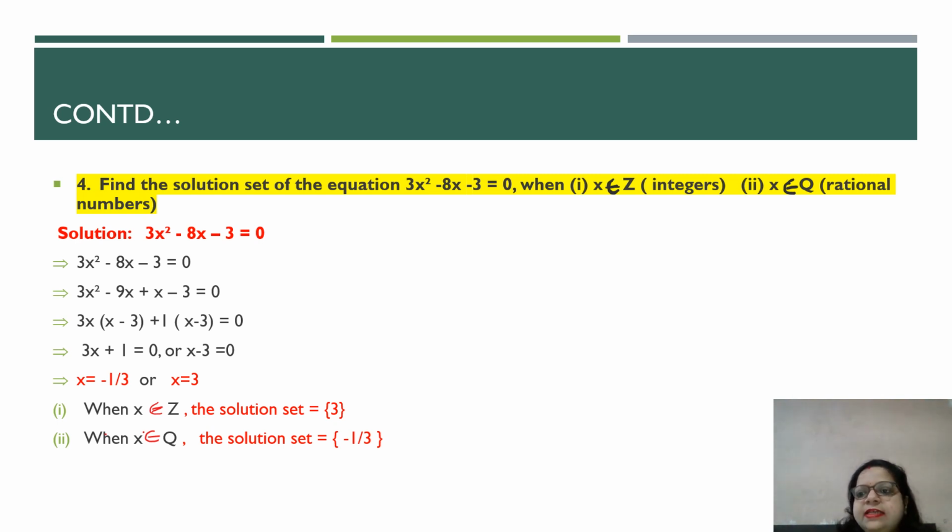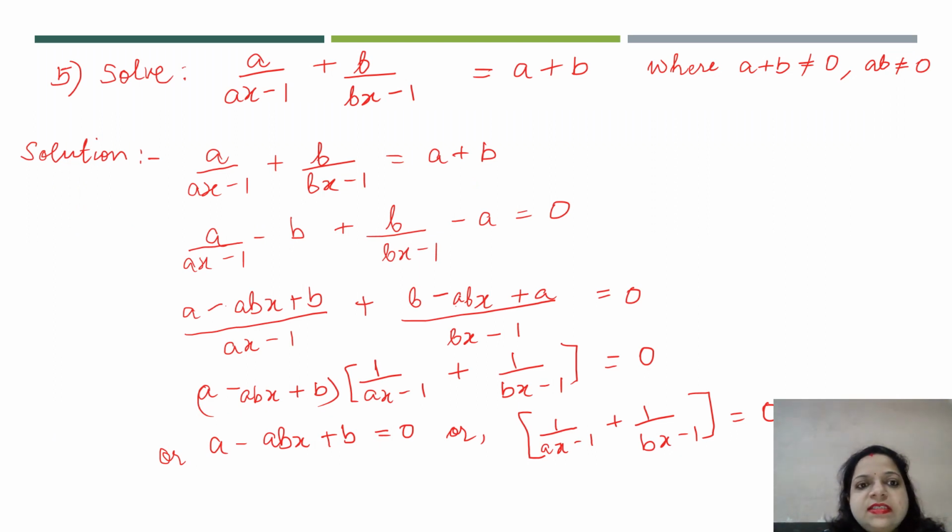Now coming to the next slide, children. The question says that a upon ax minus 1 plus b upon bx minus 1 is equal to a plus b, where a plus b is not equal to 0 and ab is also not equal to 0. Okay. In this question, see children, what we have to do, we have to make either the numerator the same or the denominator the same, so that we can take them as common.